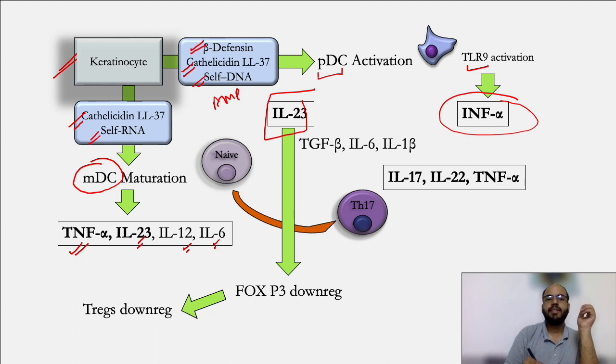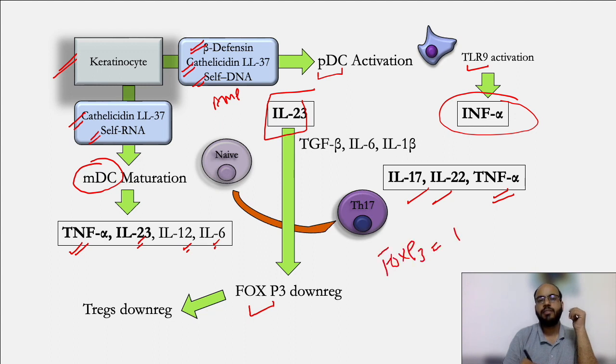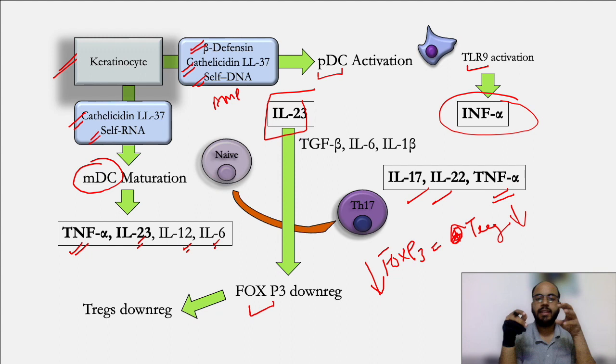And then the Th17 cell line is going to secrete interleukin 17, interleukin 22, TNF alpha. Furthermore, interleukin 23 is going to downregulate FOXP3. FOXP3 is responsible, just to revise, for increasing regulatory T cells. So when FOXP3 is downregulated by interleukin 23, the regulatory T cells are also downregulated, and because of that, the stoppage of activated T cells goes away.